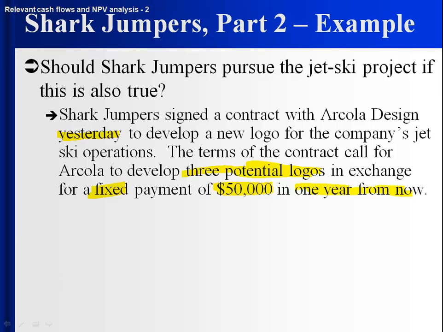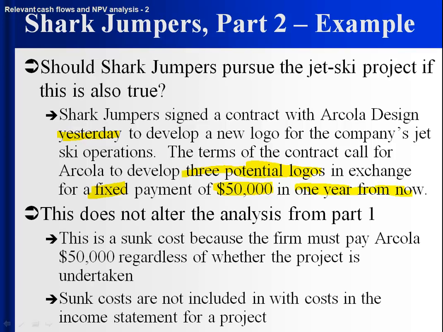So the question is, do we just subtract 50 from the analysis we did before? Do we need to make it as additional costs? So costs would go up by 50. And the answer is, it doesn't matter. It is a sunk cost. They signed the deal yesterday. So here we are today saying, should we do this project? And no matter what we decide, they're going to have to pay $50,000. So with minus without, if they do it, it's 50. If they don't, it's 50. 50 minus 50 is 0. So all the analysis we did in part one would be the same if this was additional information.